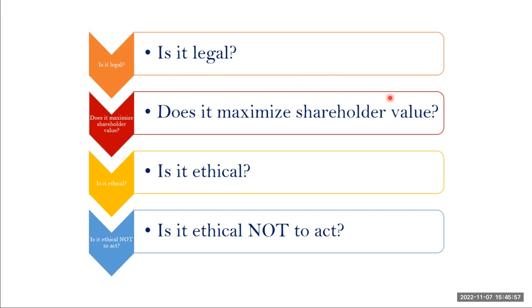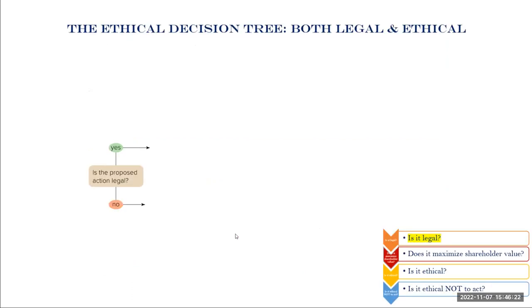Number 2, is the proposed course of action able to maximize shareholder value? Number 3, is the proposed course of action ethical? And lastly, is it ethical not to act upon that proposed course of action? So now we will look at the decision tree.